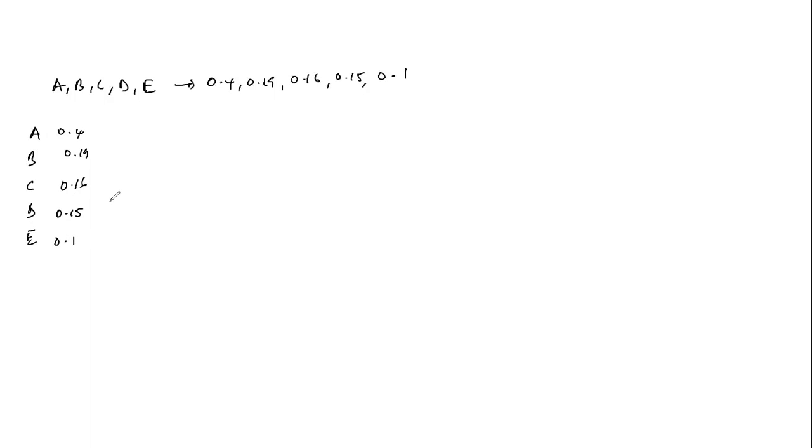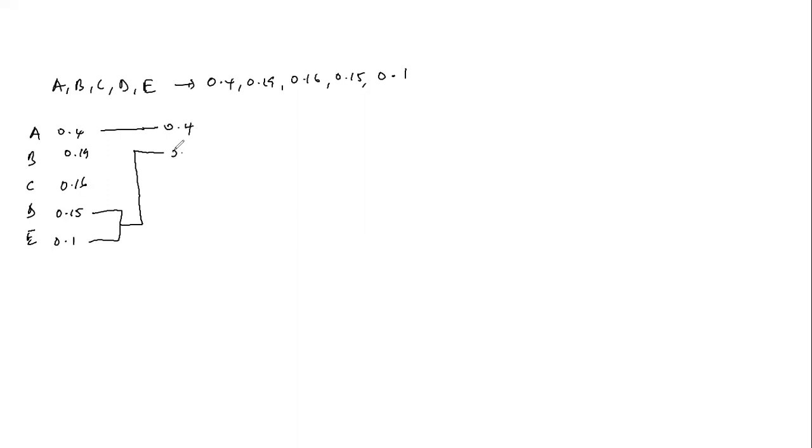Then the next step is to reduce the two least probables. These are the two least probables, so we add them together. That's going to give us 0.25. So order again in order of decreasing probability. So that's going to come just below 0.4.